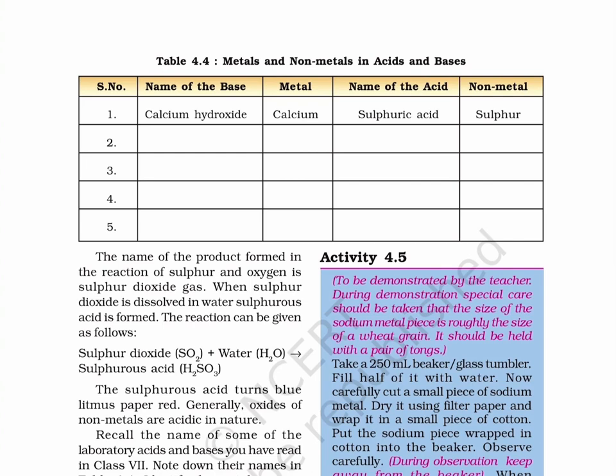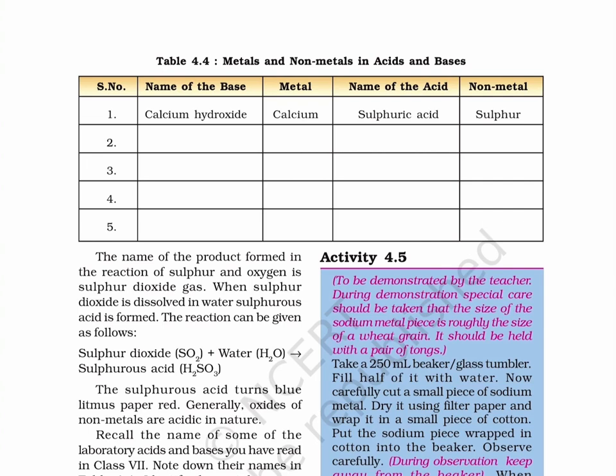The table has 5 columns. The first one is for serial number, second for name of the base, third for metal, fourth name of the acid, and fifth non-metal. Complete the table in your notebook. One is done for you. Example, serial number 1, name of the base, calcium hydroxide, metal, calcium, name of the acid, sulfuric acid, non-metal, sulfur.